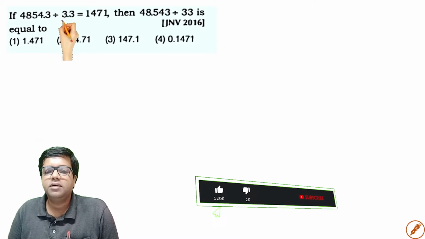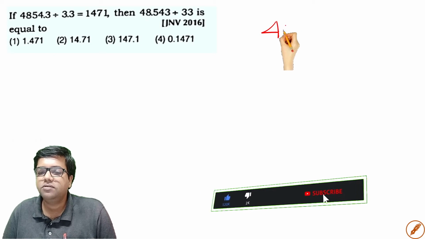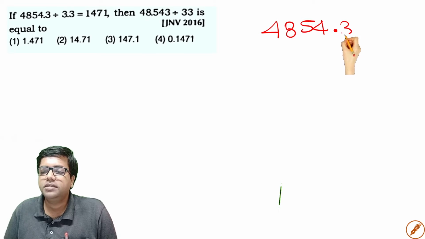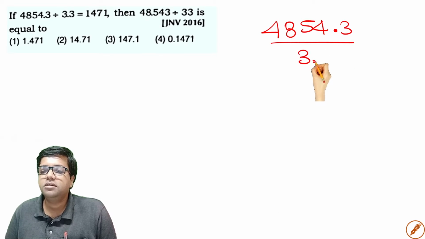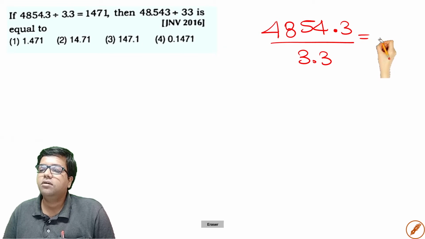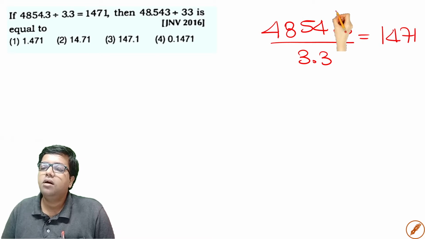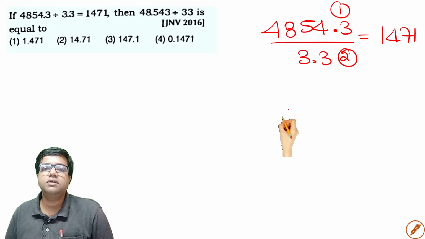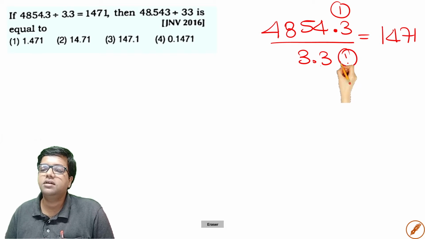4854.3 divided by 3.3, so let's write it down. 4854.3 divided by 3.3. So in the answer we got 1471 without any decimal points. Why? On the numerator it has 1 digit after the decimal point. On the denominator it has 1 digit after the decimal point.